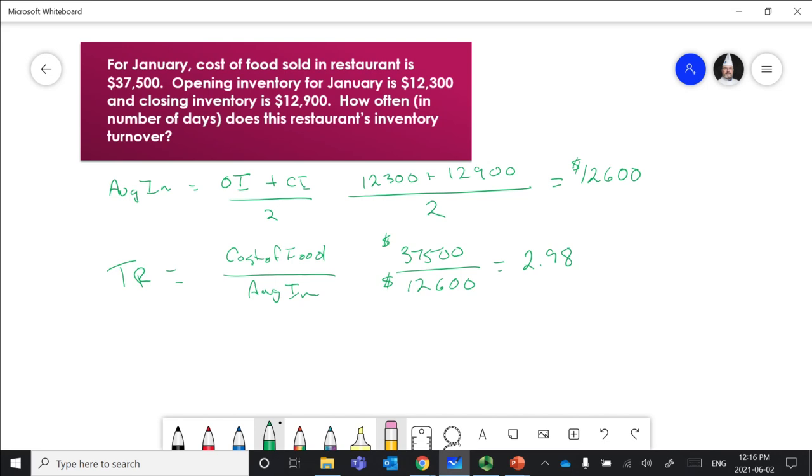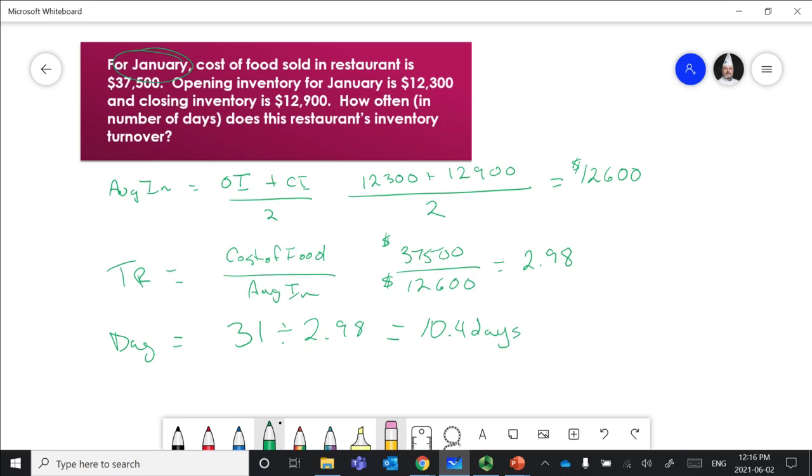Now this number on its own is sort of arbitrary, right? What we want to do is apply that to the month of January. So how many days are in the month of January? 31, right? So we're going to take 31 days in January divided by our turnover rate of 2.98, which is going to give us a calculation of 10.4 days.